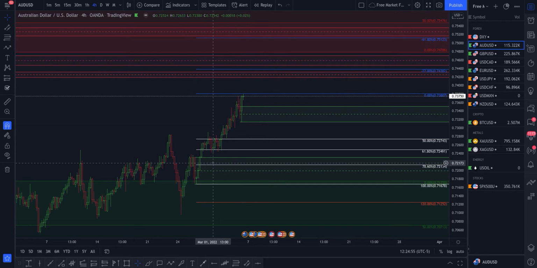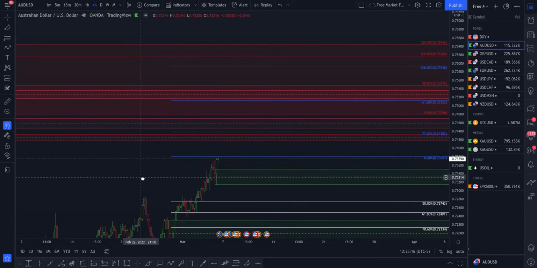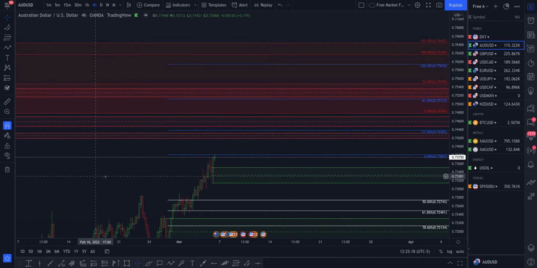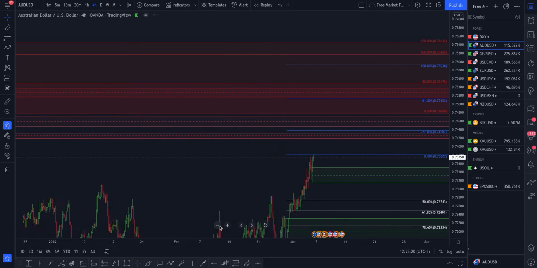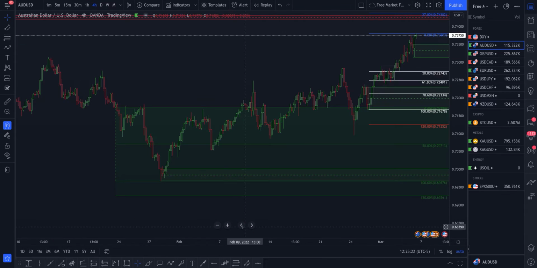So I do like this 78.6 percent retracement, of course. So yeah, be looking for possibly some areas or confirmation in this 4-hour zone right here, and possibly we can take it up and take partial profit based on Fibonacci, and ultimately market structure.